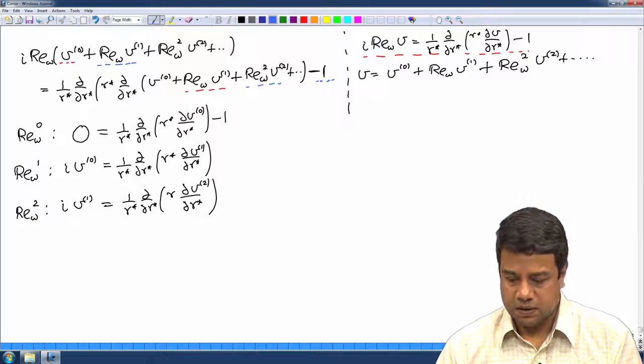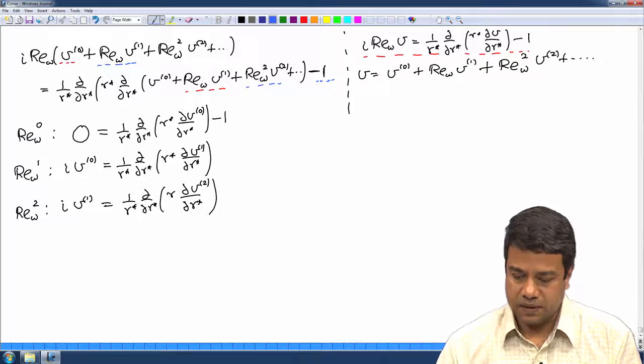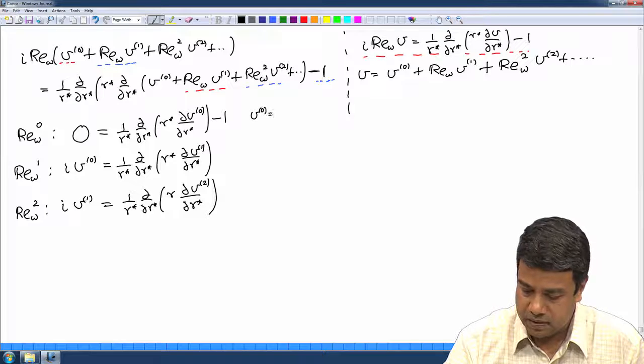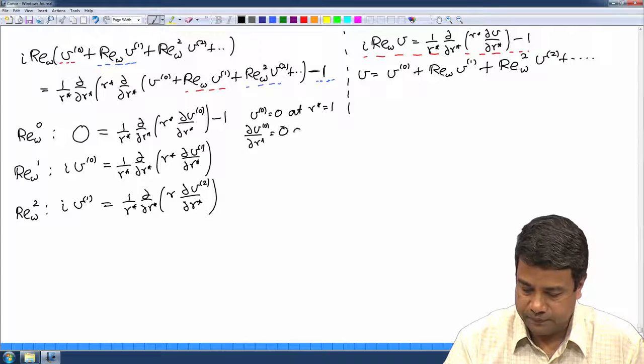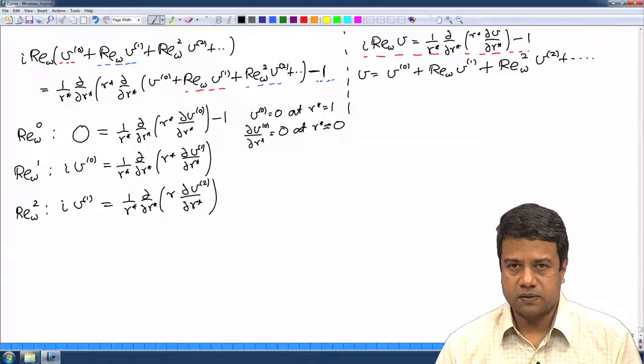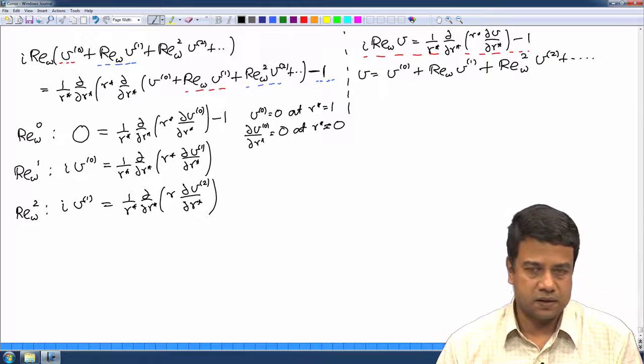We also have to get the boundary conditions at 0, 1, 2 order. In this particular case, at each order we require that V0 has got to be equal to 0 at r star equal to 1, and dV0 by dr equal to 0 at r equal to 0. The condition at r equal to 0 is the symmetry boundary condition, that the velocity gradient has to go to 0, and r equal to 1 is the wall of the pipe, and at that location the velocity has to be 0 at all instants of time.